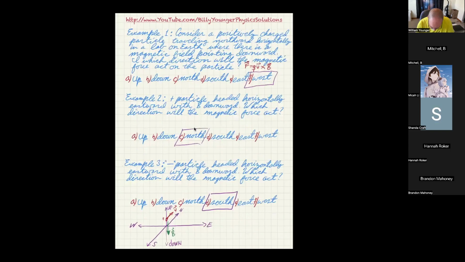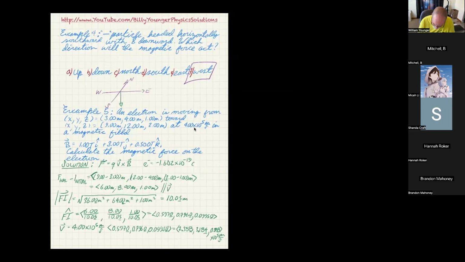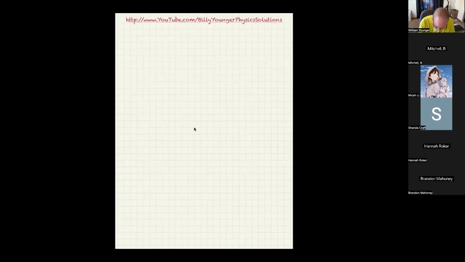Headed eastward. Yeah, this one was supposed to be southward. I guess I just, nope, I did it up there. Okay, so it's done. I don't know how it got copied over to here, so I'm just going to erase it and pretend we never saw it.